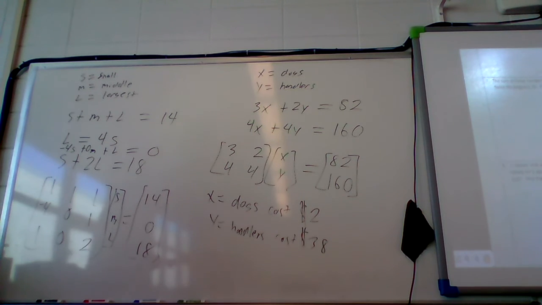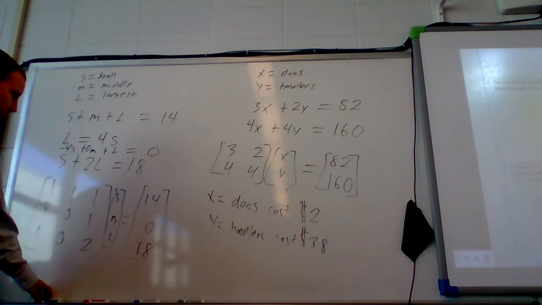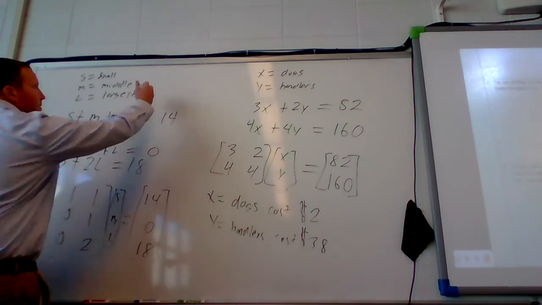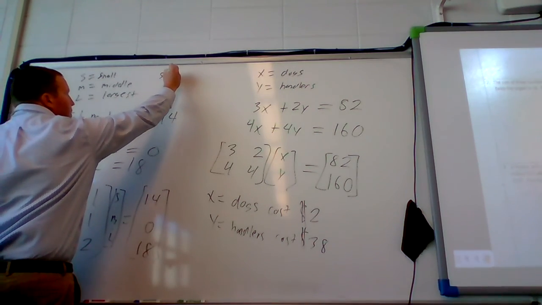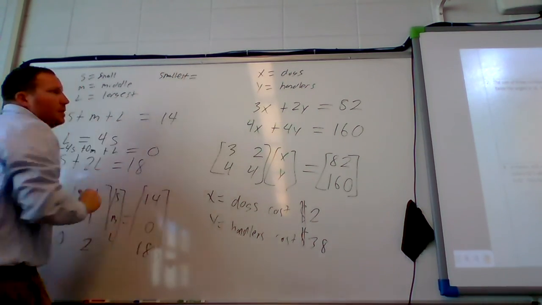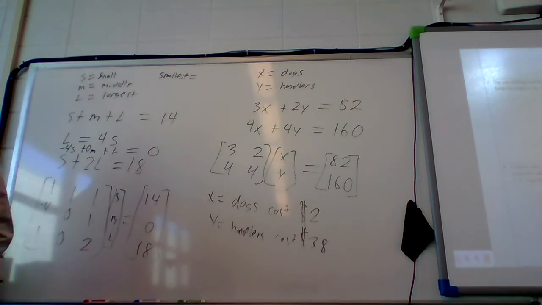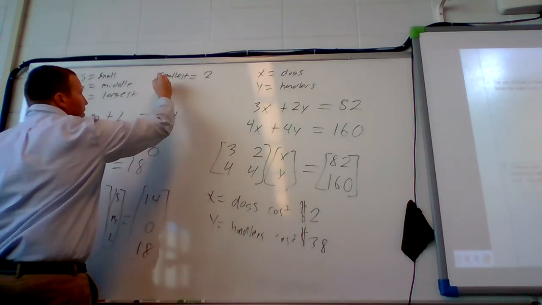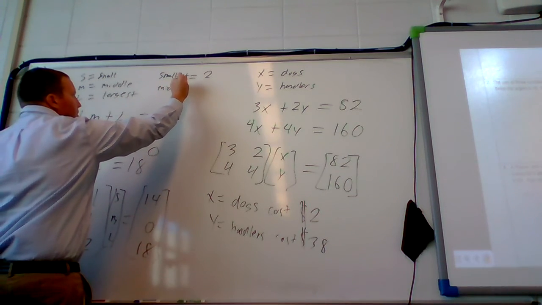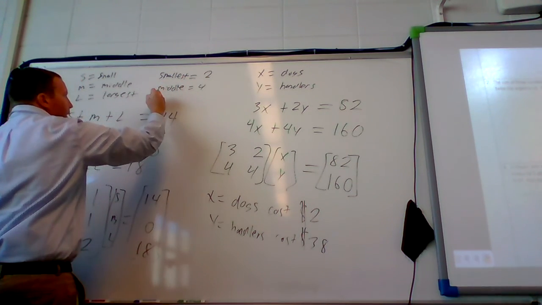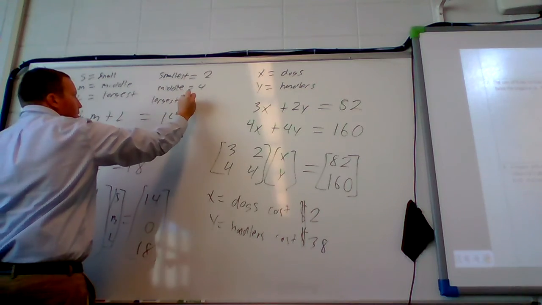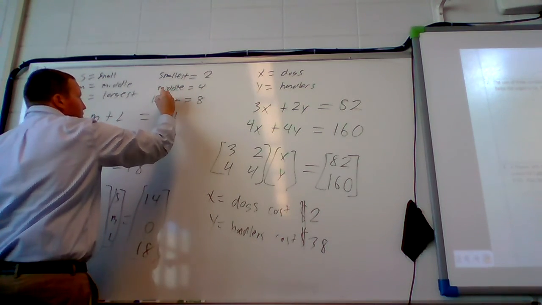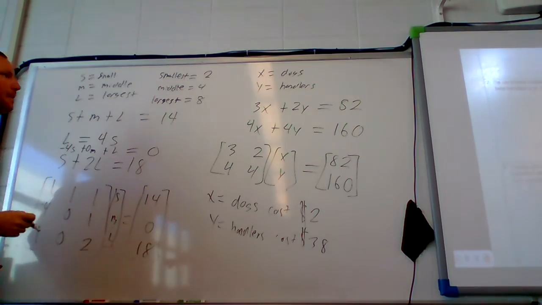So once I have those two matrices put in my calculator, again, inverse of A times B. So my smallest number is equal to 2. My middle number is 4, and my largest is 8. Okay.